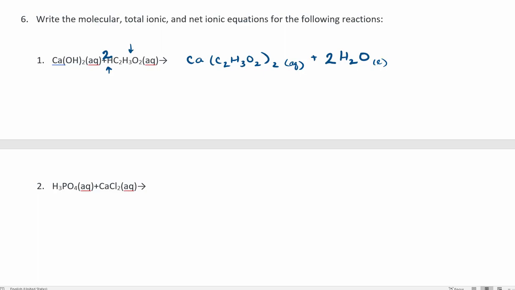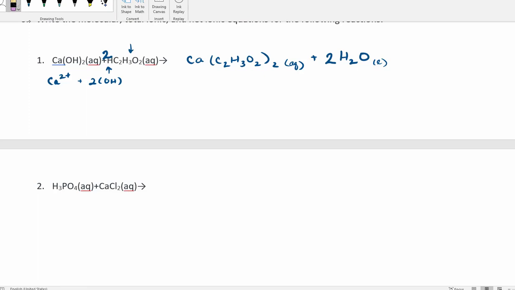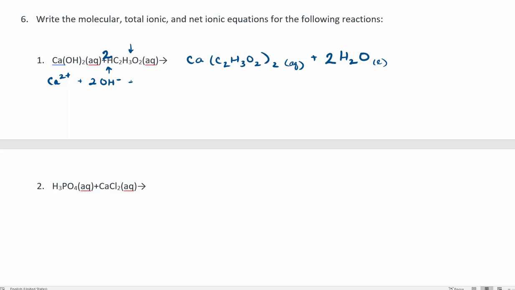Now the total ionic is what happens when everything is aqueous, and I'm going to leave the aqueous off of my aqueous substances. It breaks into ions. So everything on the reactant side is going to be an ion. And then everything on the product side doesn't necessarily break into an ion. So we have our calcium and our 2 acetates. And this time, water doesn't break into its ions. Water is going to stay just like it is. So that is our total ionic equation.